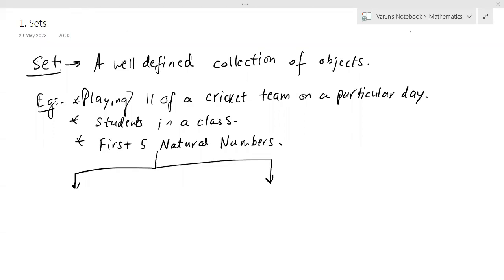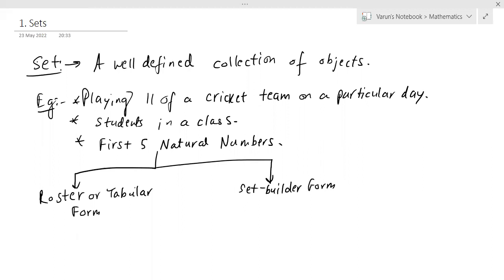Let's see how we can take the first 5 natural numbers as a set. There are two kinds of forms in which you can show a set. First is the roster form, also known as the tabular form. And second one is the set builder form. These are the two ways of showing a particular set.